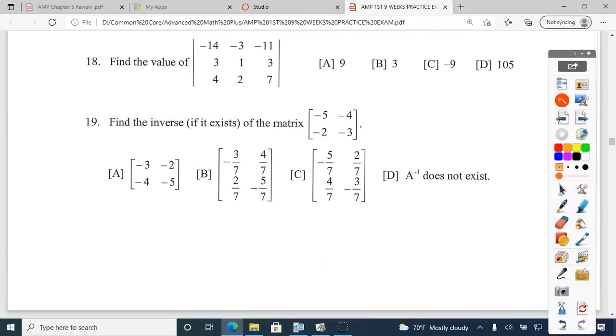Number 18, find the value of the determinant. That's what this means, determinant, okay? Determinant of that matrix. This is a calculator problem for sure. It's much quicker than doing it the long way. There are a lot of problems on this exam, so make sure you finish. You want to do everything as quick as you can, just like on the ACT.